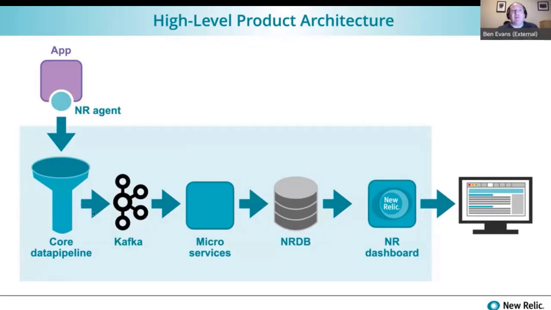You just have a big funnel, which ingests billions of events per minute and puts it into Kafka. There are a bunch of microservices. We have a cool high throughput database called NRDB, which is designed solely for observability data. It's a bespoke database designed exactly for the types of data that we handle. And then we take data from that and put it into dashboards for you. So that's New Relic in one slide. Let's zoom in on the part where it says New Relic agent up there in the top left-hand corner.